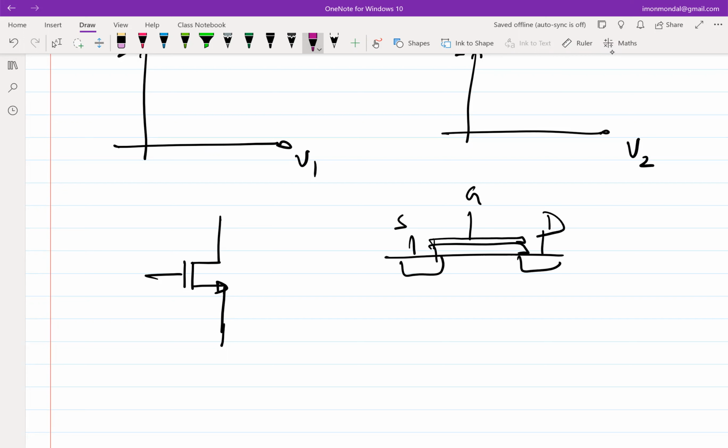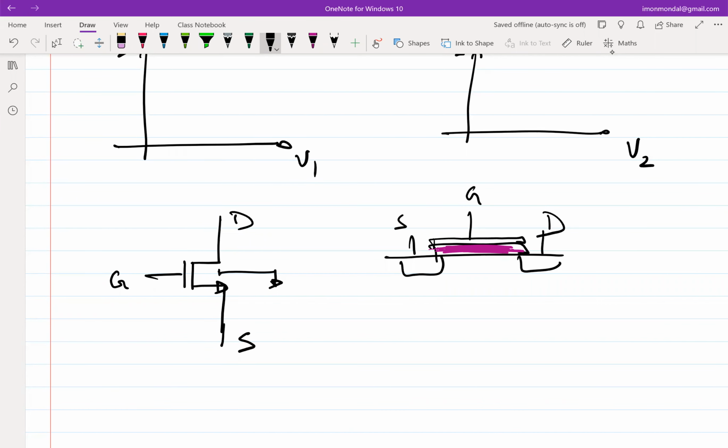So this is an oxide here. This gate corresponds to this gate, this terminal corresponds to drain, this terminal corresponds to source. And you have a body, but let's ignore body for the time being. You had a question?